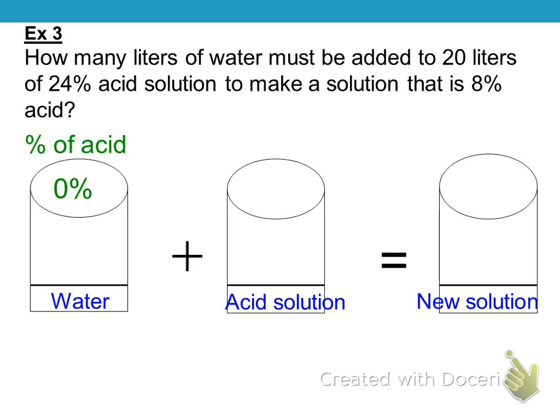Okay? So I'm just going to fill in the gaps that we talked about. So that's a 0 and an X. This one's a 24% and a 20 for 20 liters. In the back, I want it to end up being an 8% solution, and I have X plus 20 for my amount.